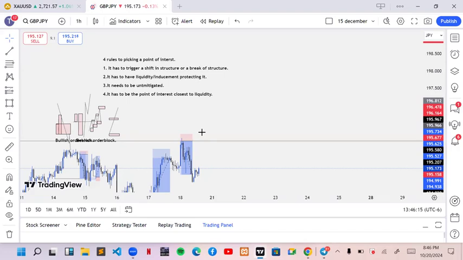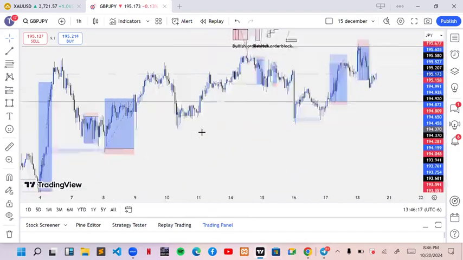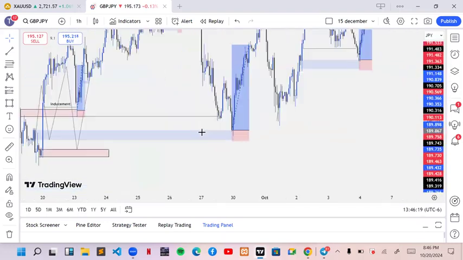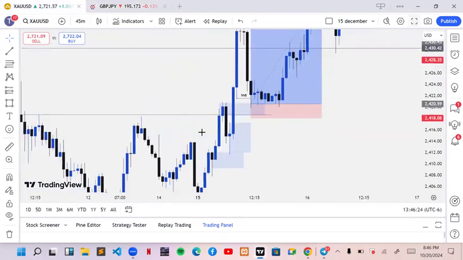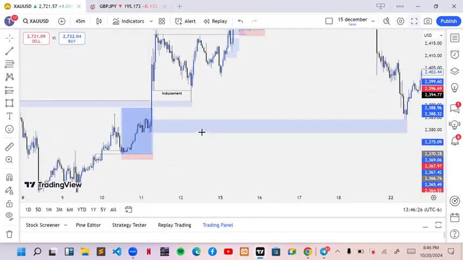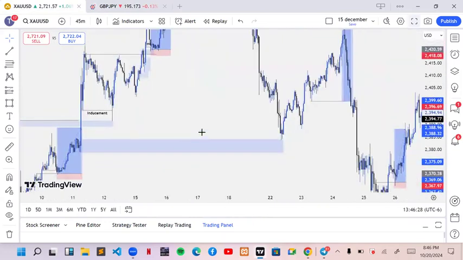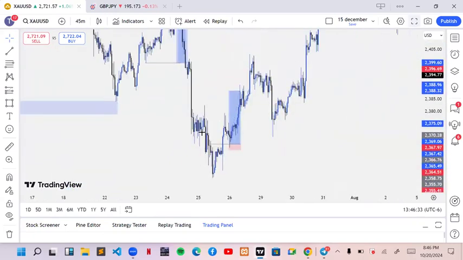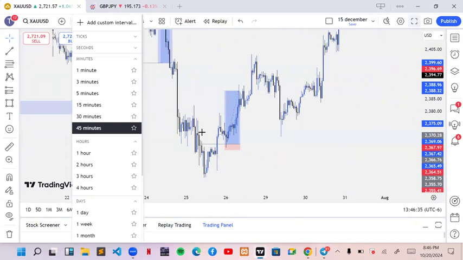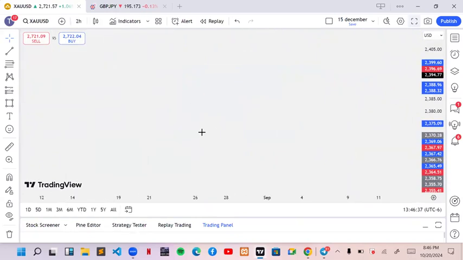So that's just it. You want to use the breaker block, or you want to use the other block. Let me see if I have a trade with another block. So I have a trade with another block. Let me show you so you know when to use the other block. This is also a breaker block trade.